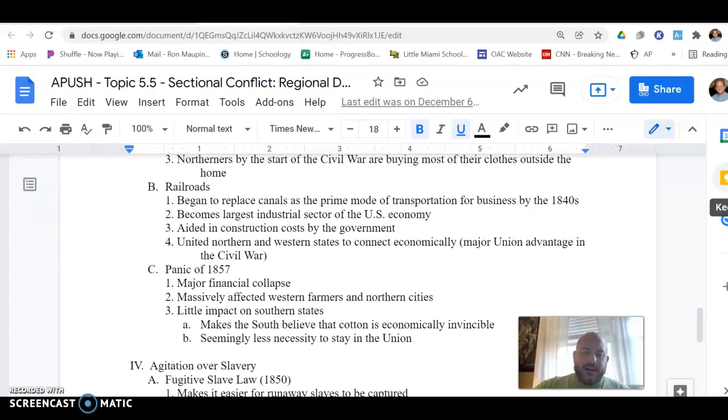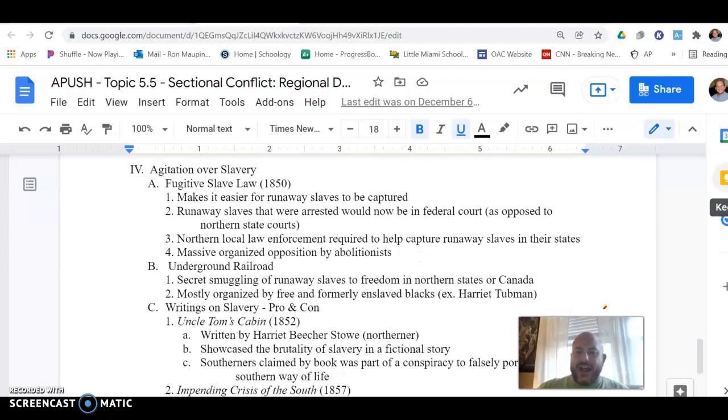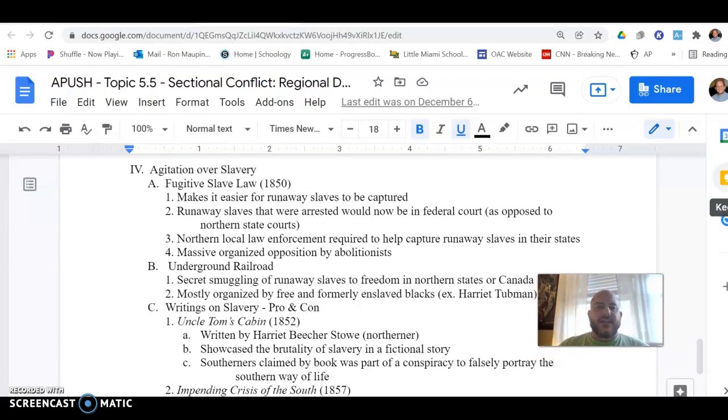And of course, speaking of slavery, it is going to be continuing to divide the nation as we continue to go through the 1850s. One of the components of the Compromise of 1850 that was previously mentioned was the new, infamous, and much stronger Fugitive Slave Law. And what it enables Southerners to do is to have a much freer ability to capture runaway slaves. First off, with this being a federal law, any runaway slave that was arrested would now be facing charges in a federal court.